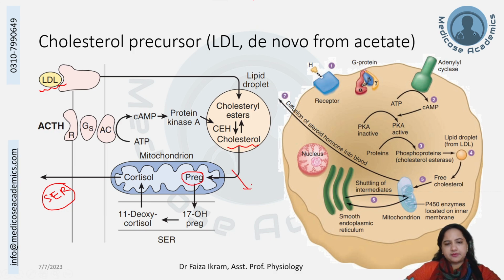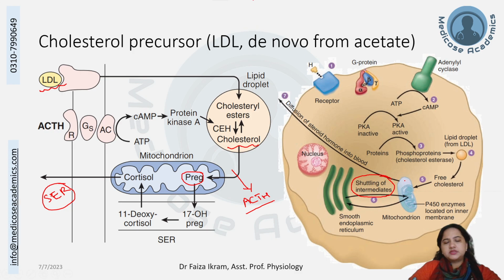This is the rate limiting step, and it is stimulated by the adrenocorticotrophic hormone. After this rate limiting step, the conversion of cholesterol to pregnenolone, the precursors and substances until the production of the final hormones are shifted many times between the mitochondria and the smooth endoplasmic reticulum. This is again showing the same thing, shuttling of intermediates between the mitochondria and smooth endoplasmic reticulum.